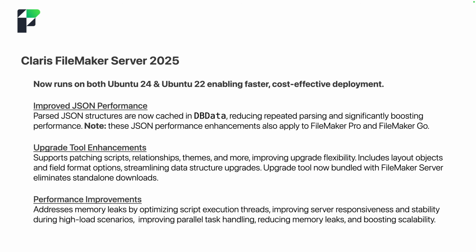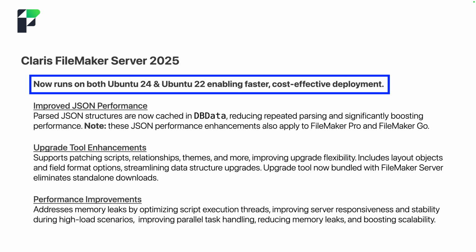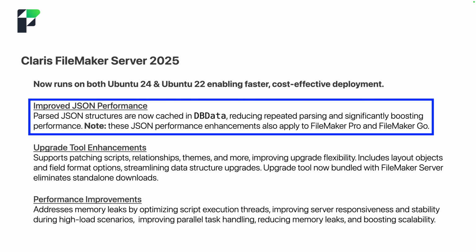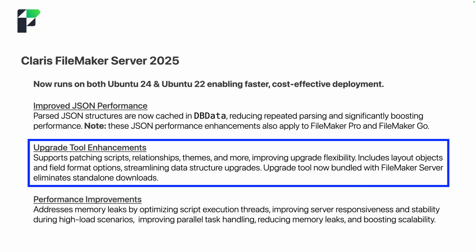When it comes to FileMaker Server, it now runs on both Ubuntu 24 as well as Ubuntu 22, enabling faster, cost-effective deployment. We also have some notable enhancements with JSON performance that apply both on the FileMaker Server side as well as FileMaker Pro and Go. Early tests show a marked improvement in overall JSON performance, which is especially notable if you are working with large payloads. There's also been some nice enhancements to the FileMaker Upgrade tool, and with 2025, it includes layout objects and field format options. The tool is now bundled with FileMaker Server, eliminating a standalone download.